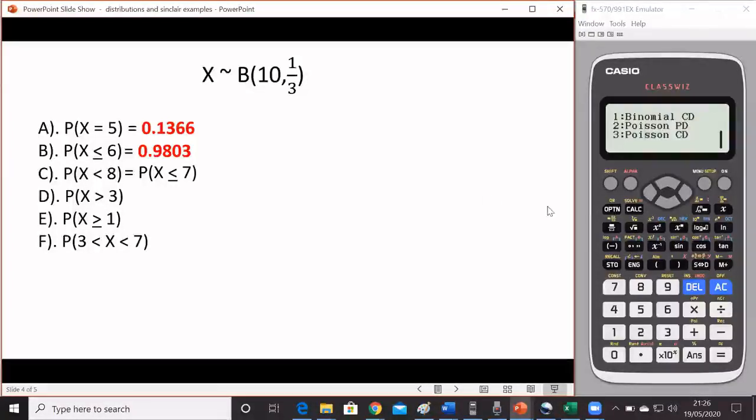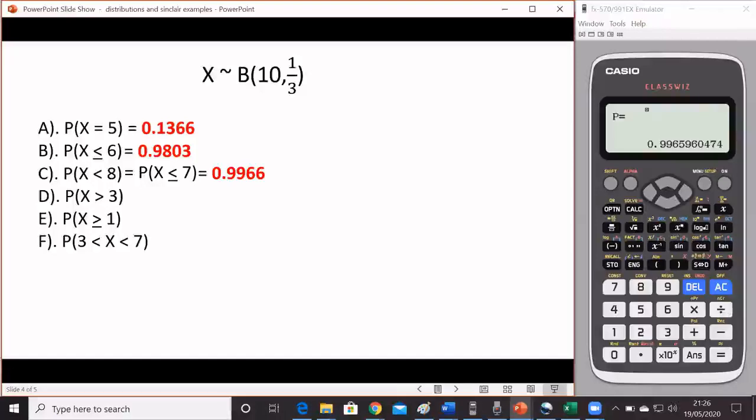And now you do like part B. You go into binomial CD, variable again. I've still got the data. I just need to change that to a 7 because I want 7 now. Press equals. 0.9966. There we go. That's the answer.